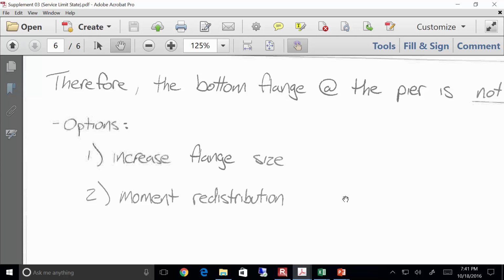Now, point two, and this is a topic that we're probably not going to discuss this semester in great detail, but you can also incorporate moment redistribution. And that's where you allow the region at the pier to yield a little bit. You can take some of that moment at the pier and shift it back to the positive bending regions. And that's what happened in this example. If you actually go through the document, you find that they shifted some of that moment at the pier towards the positive bending regions, and they both ended up working.